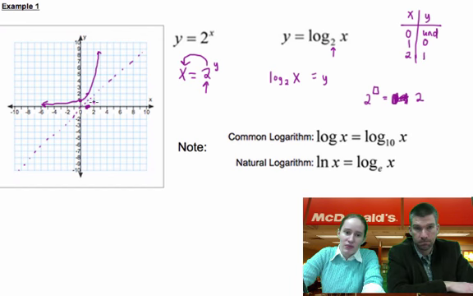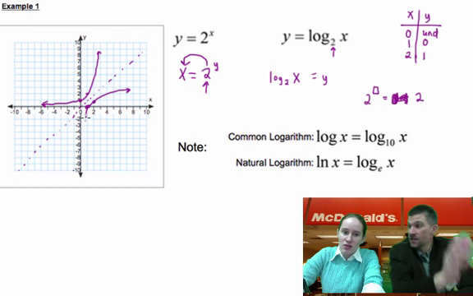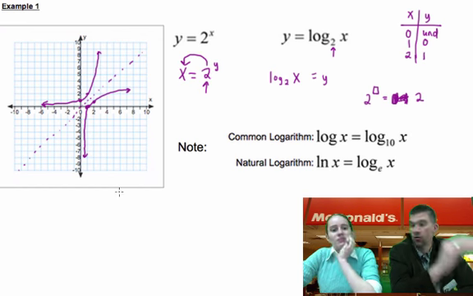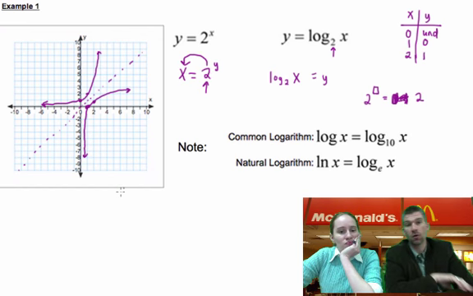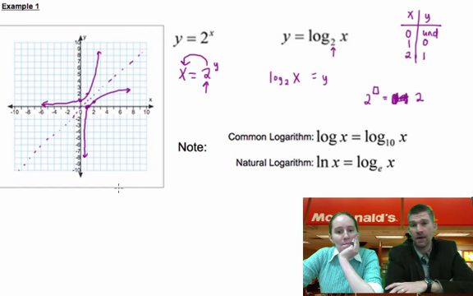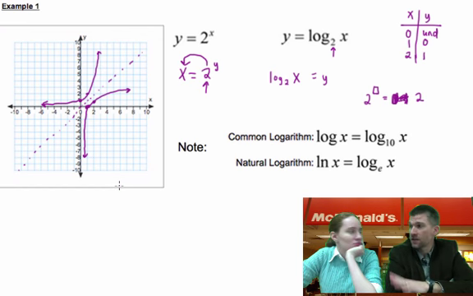Hopefully you can get an idea, because these are supposed to be reflected, that this should go in this direction. As fast as an exponential equation grows, a logarithmic equation grows just that slowly. So we could actually look at log base 2 of 1,000 and get a y value of like 10 or something like that. That's not out of the question.